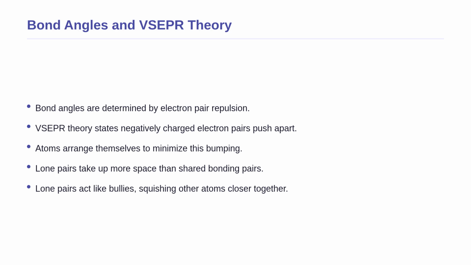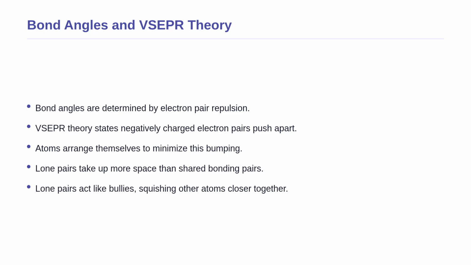Moving on from lengths, let us talk about angles. Bond angles are primarily determined by the repulsion between pairs of electrons in the outermost shell of the central atom. This is the core of VSEPR theory, which stands for valence shell electron pair repulsion. Because electron pairs are negatively charged, they hate being near each other and push apart as far as physically possible.